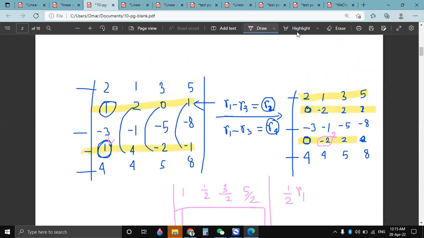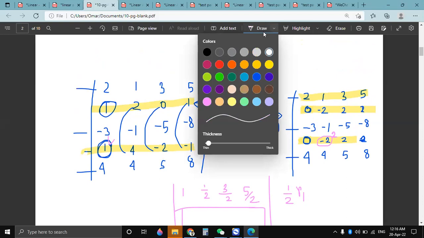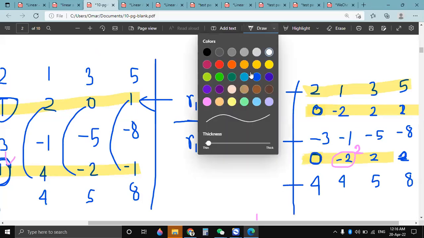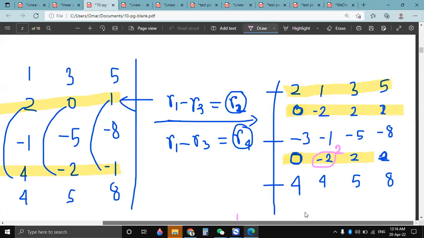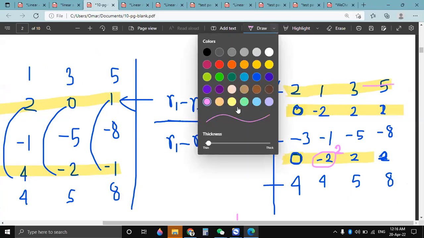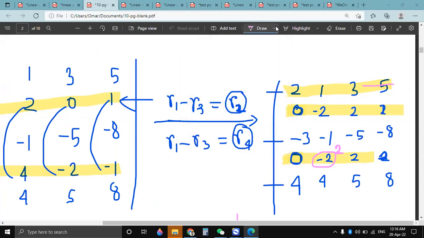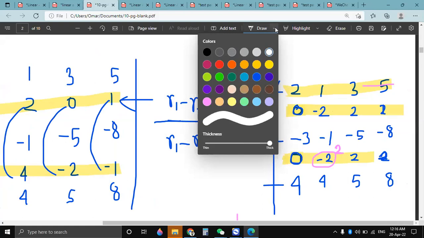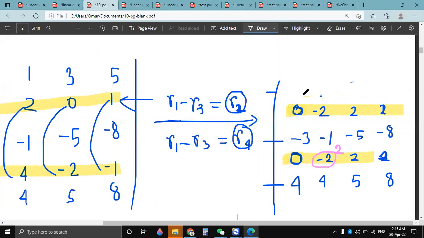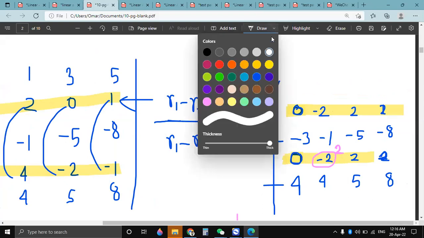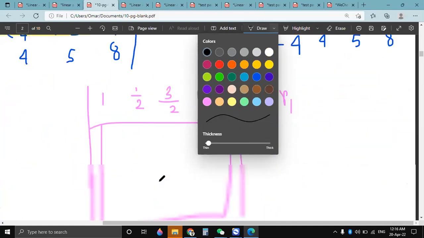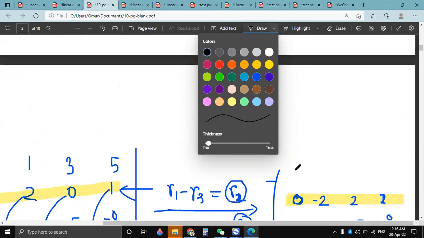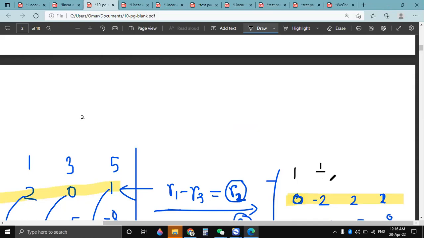Okay, and so assume that, let me erase this, because I am not going to write down all those parts again. Oh, sorry. Yeah, so I mean, now our first row is going to be 1, 1 by 2, 3 by 2, and 5 by 2.